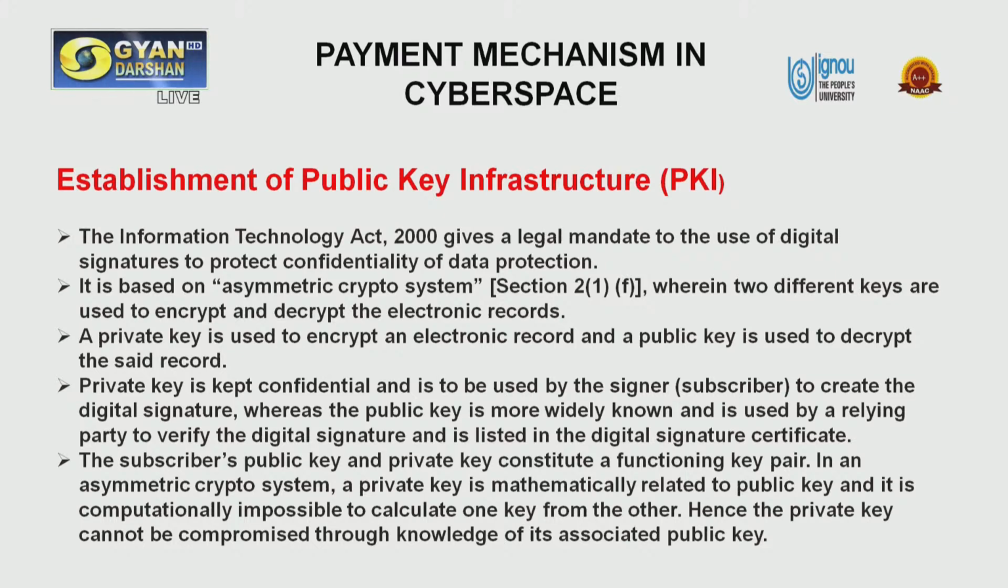What is the authenticity? So our act says clearly, and it is based on an asymmetric crypto system under section 21F, where two different keys are used to encrypt and decrypt the electronic records. A private key is used to encrypt the electronic record and a public key is used to decrypt the said record. The private key is kept confidential and is to be used by the subscriber to create the digital signature, whereas the public key is used by the relying party to verify the digital signature and also digital signature certificates. These are automatic generating systems, software, and our act is protecting all of these.